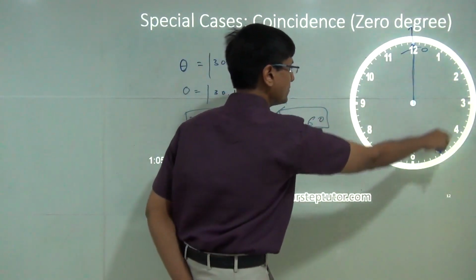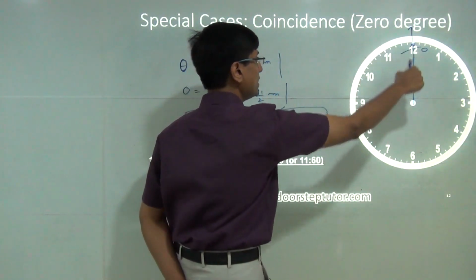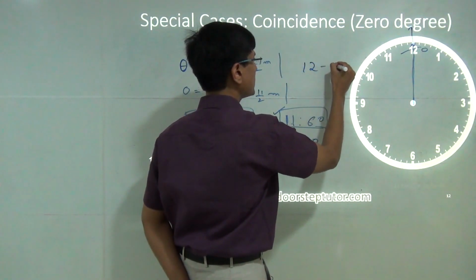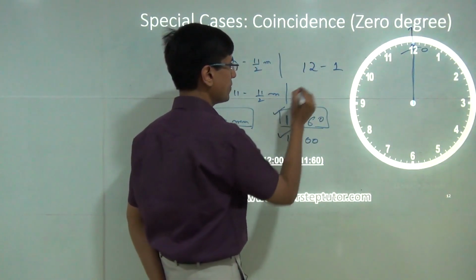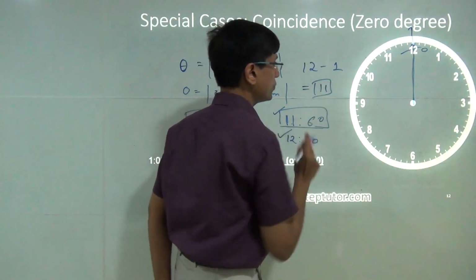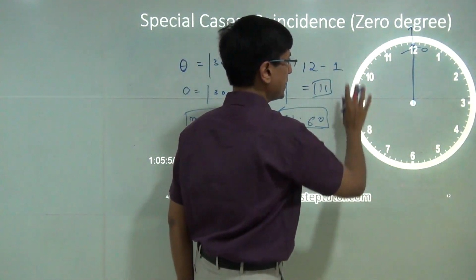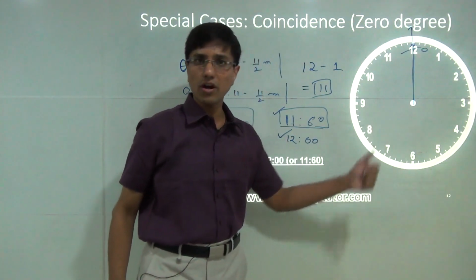So the total number of times such a coincidence would happen in a 12-hour period would be 12 minus 1. It is shared between 11 and 12, and therefore 11 times. So you should remember this. 11 times in the 12-hour period, the hands of the clock are coincident.